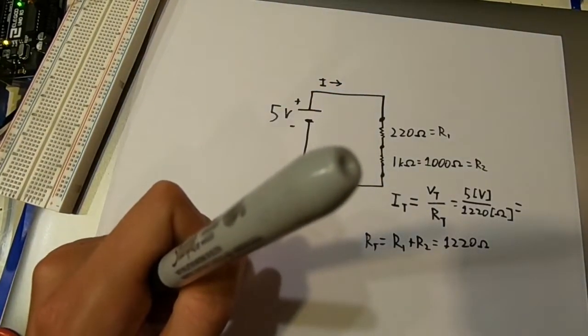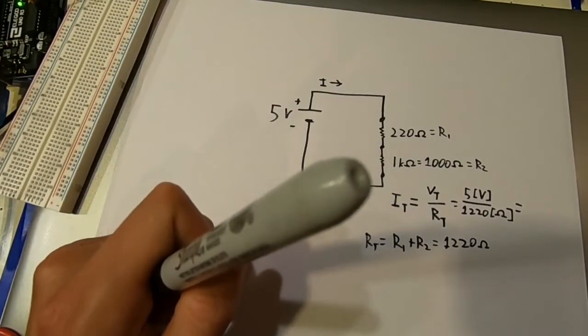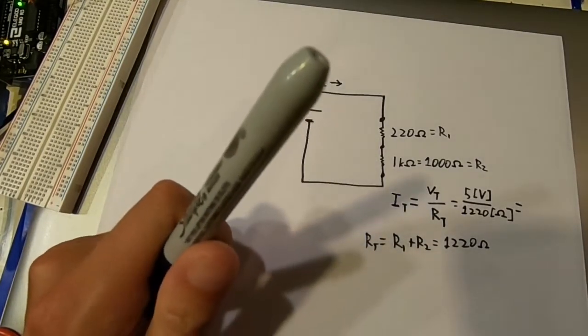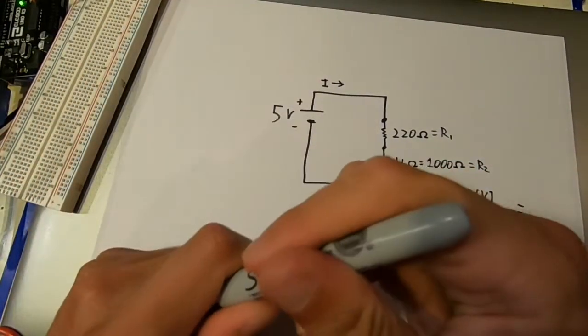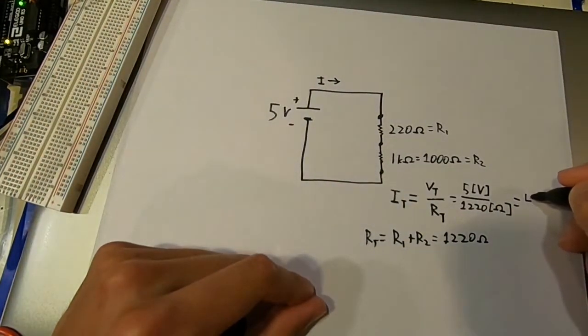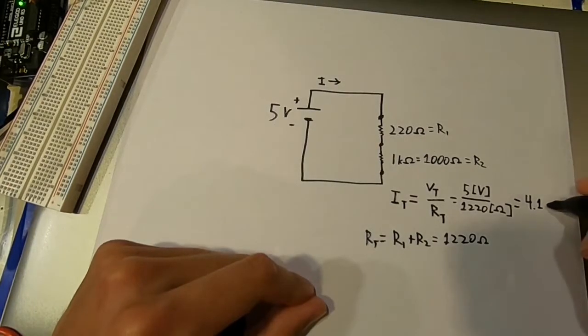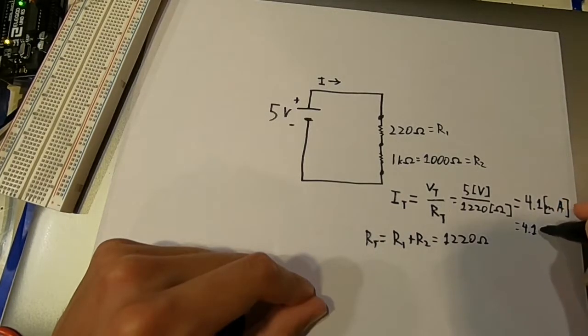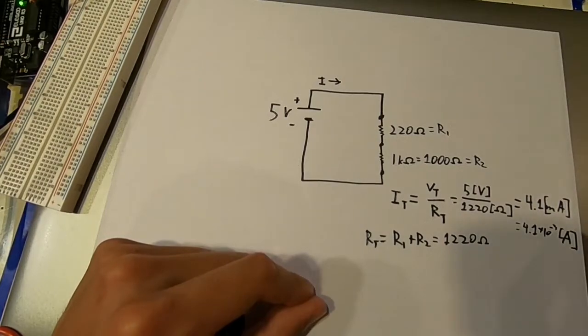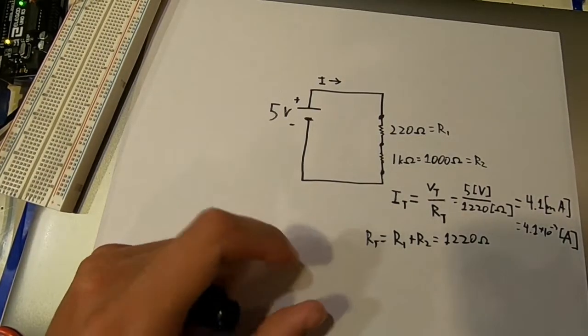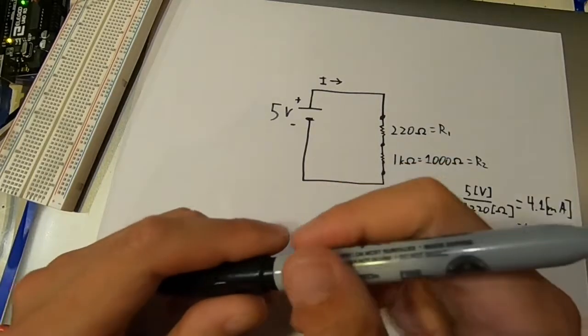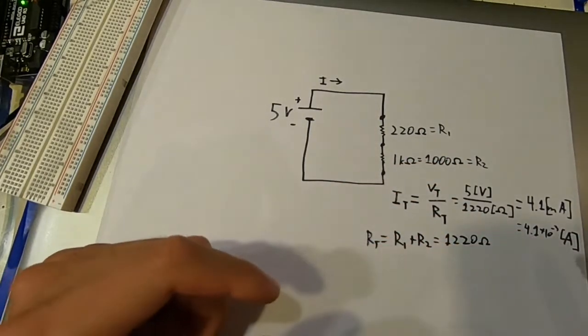Which gives us a total current value of approximately 4.1 milliamps, or 4.1 times 10 to the negative third amps. Okay. So that's what we expect our total current to be.